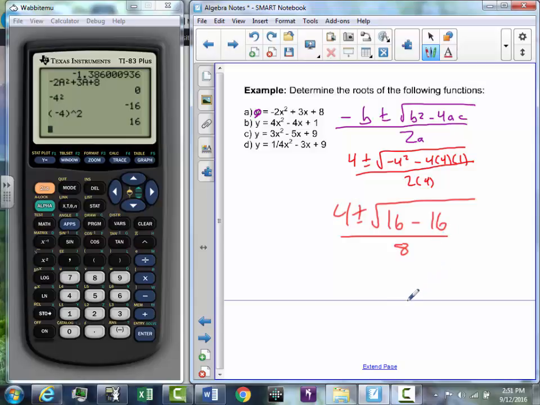Oh, I heard someone actually say this already. 16 minus 16 is 0, right? Walk with me through this then. If all of this is 0, what is the square root of 0? 0. Now check this out then.